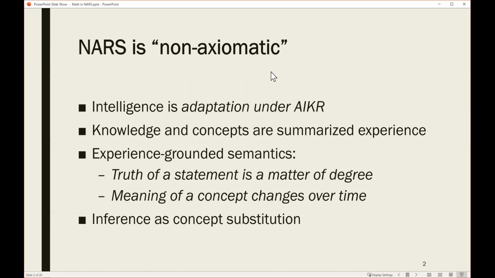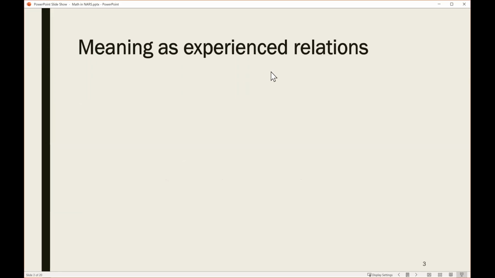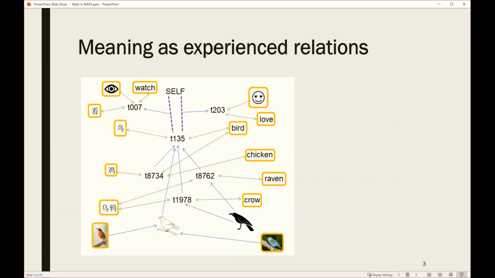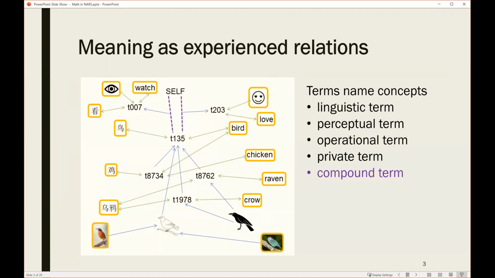Well, you have seen this many times, right? So the system's memory is nothing but a conceptual network where each concept has a name, which we call a term. And there are also different types of terms. There are some linguistic terms which correspond to words in natural language. And there are some perceptual terms that correspond to your direct sensation or perception. There are operational terms that are associated with what the system can do.